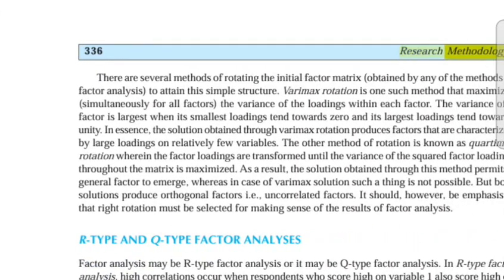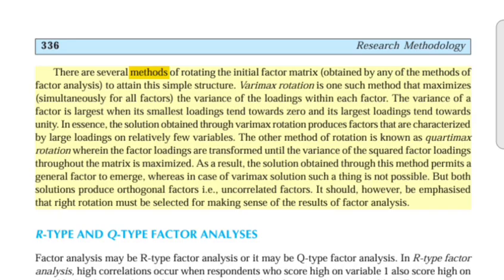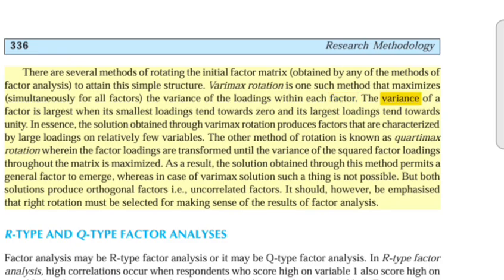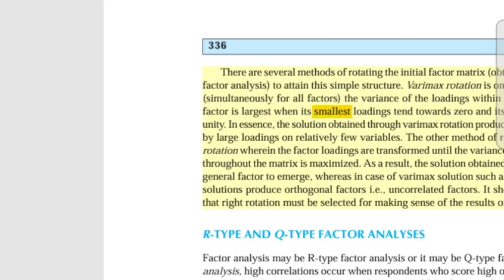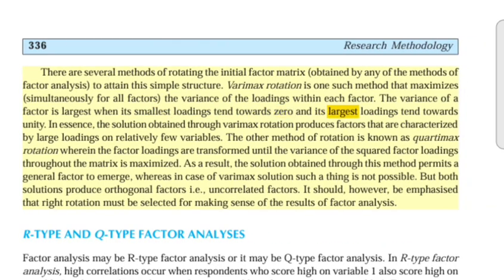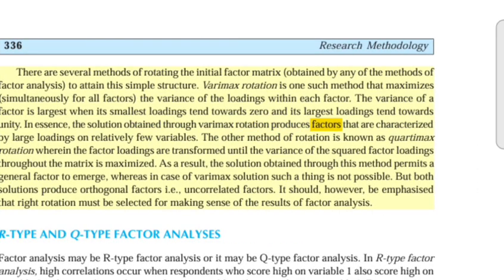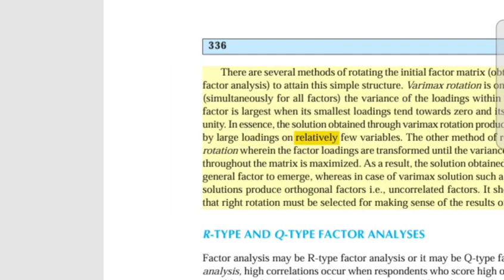Research Methodology. There are several methods of rotating the initial factor matrix obtained by any of the methods of factor analysis to attain this simple structure. Varimax rotation is one such method that maximizes, simultaneously for all factors, the variance of the loadings within each factor. The variance of a factor is largest when its smallest loadings tend towards 0 and its largest loadings tend towards unity. In essence, the solution obtained through Varimax rotation produces factors that are characterized by large loadings on relatively few variables.